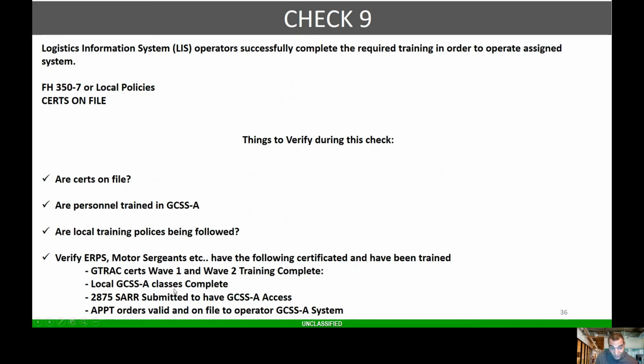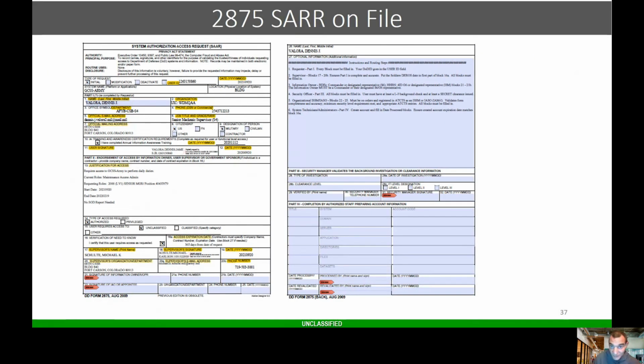G-Track, Wave 1, Wave 2. Local GCS's Army: complete your 2875 SAAR, submitted for GCS's access. Appointment orders valid and on file to operate GCS's Army. So here's an example of a 2875 on myself, right? So basically, you need one of these to operate the system.